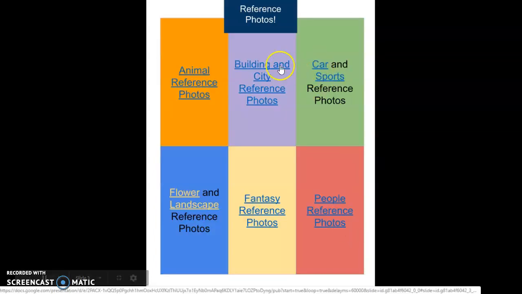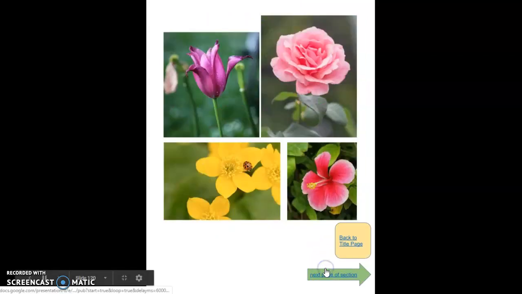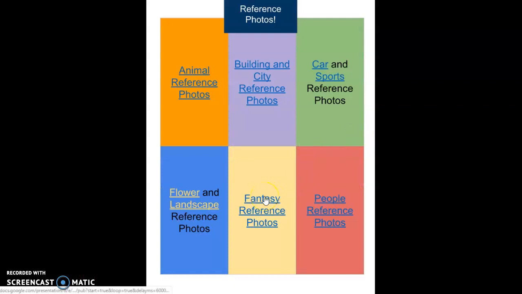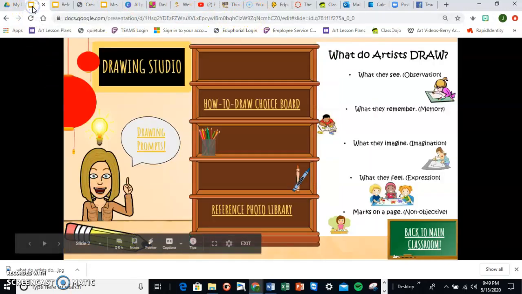There are cars, sports, buildings and cities, reference photos, flowers, landscapes, fantasy, and people. There's a lot of different ones in here. You can click to go to the next page of the sections. And when there are no more sections of flowers, you can go back to the title page and find a different one. Anyway, all these are good ideas for you of things to draw. Always press ESC to get out of that. And then find your Canvas course again. Now you've seen everything that's in our Drawing Studio that can help you.